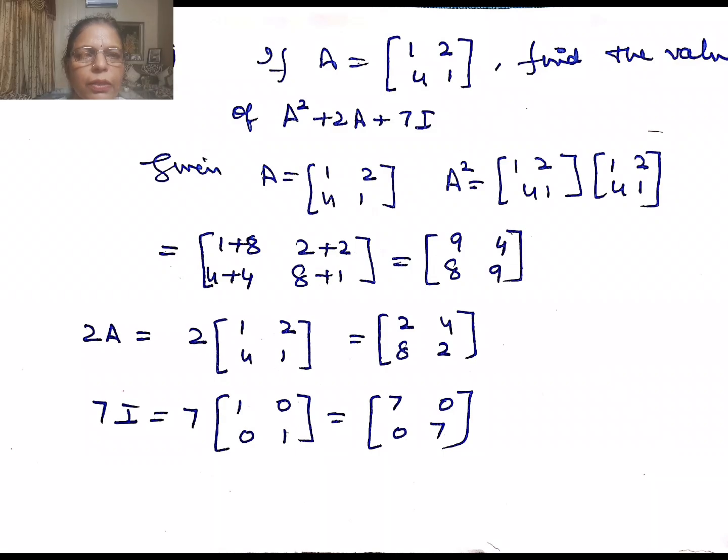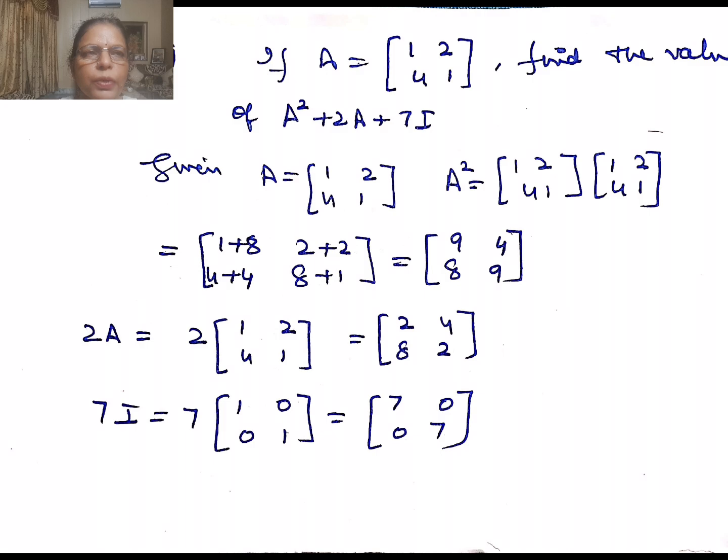Hello everyone. Today's topic is examples on integral power of matrices. The first example: we are given matrix A equal to [1 2; 4 1], of order 2 by 2, and we need to find the value of A square plus 2A plus 7I, where I means the identity matrix. First calculate A square.